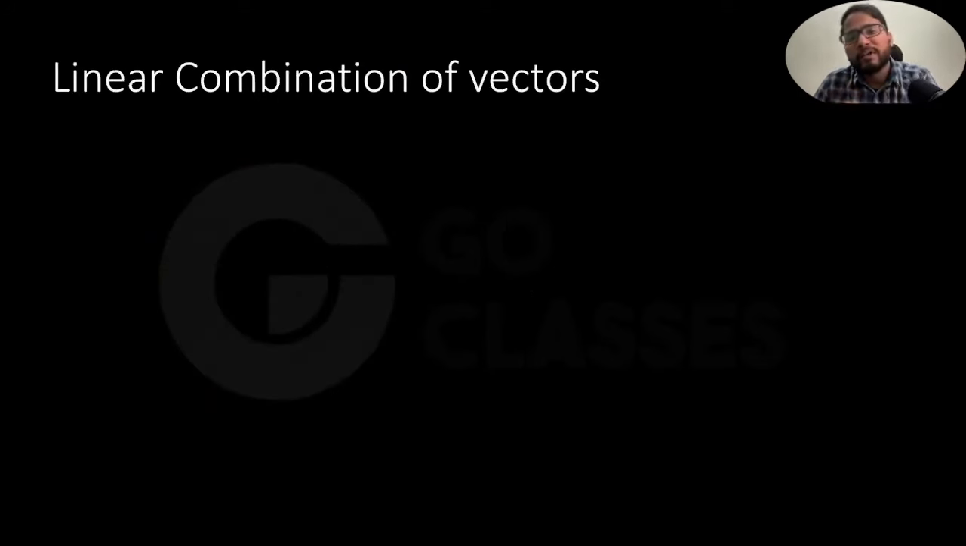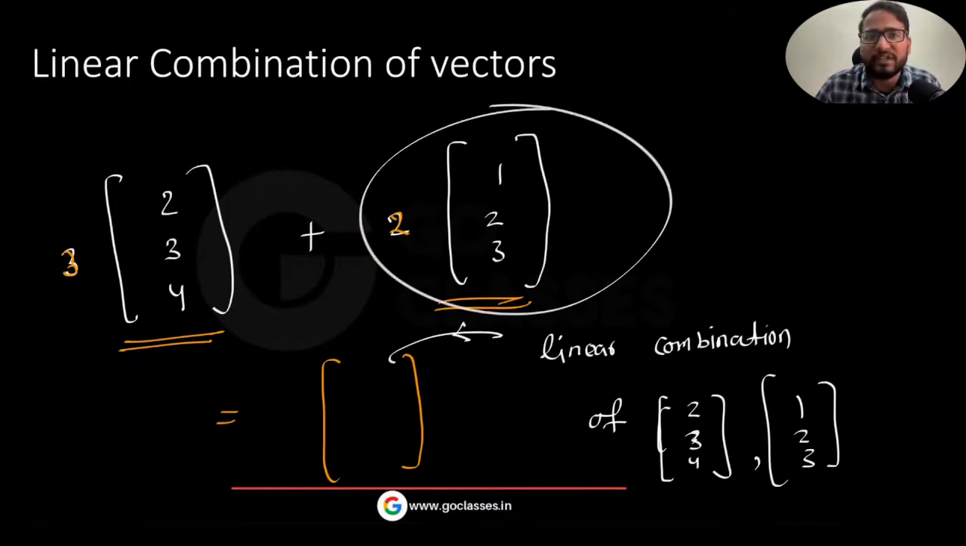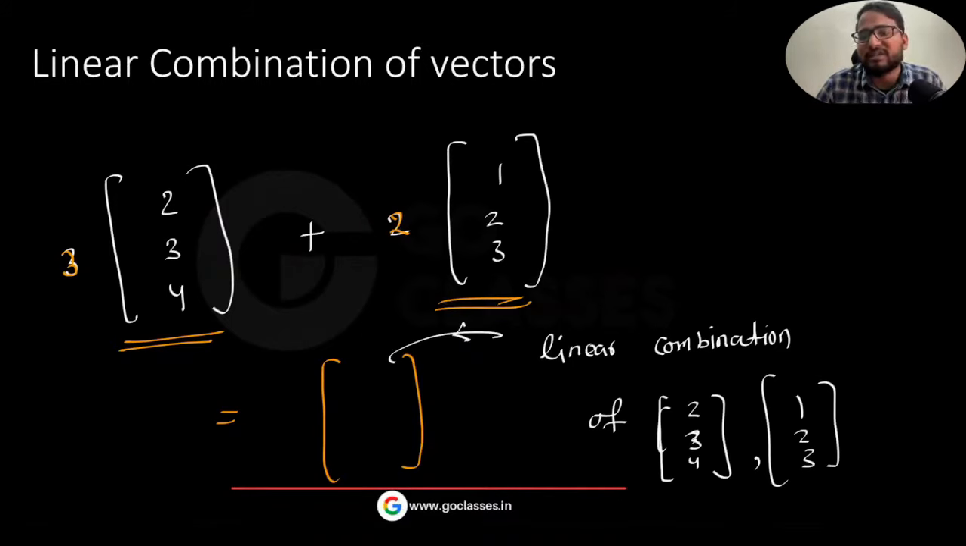Cool. Let's move further. Now let's go to the first interesting topic, which is linear combination of vectors. What do I mean by that? Suppose you have two vectors and you want the linear combination of them. Linear combination means you multiply this vector by some scalar, maybe 3, and multiply this vector by some scalar, maybe 2, and then you want to know what vector you get. You can do it, because this is a scalar multiplication, this is another scalar multiplication, and finally you get a vector addition. That is called a linear combination of these two vectors.